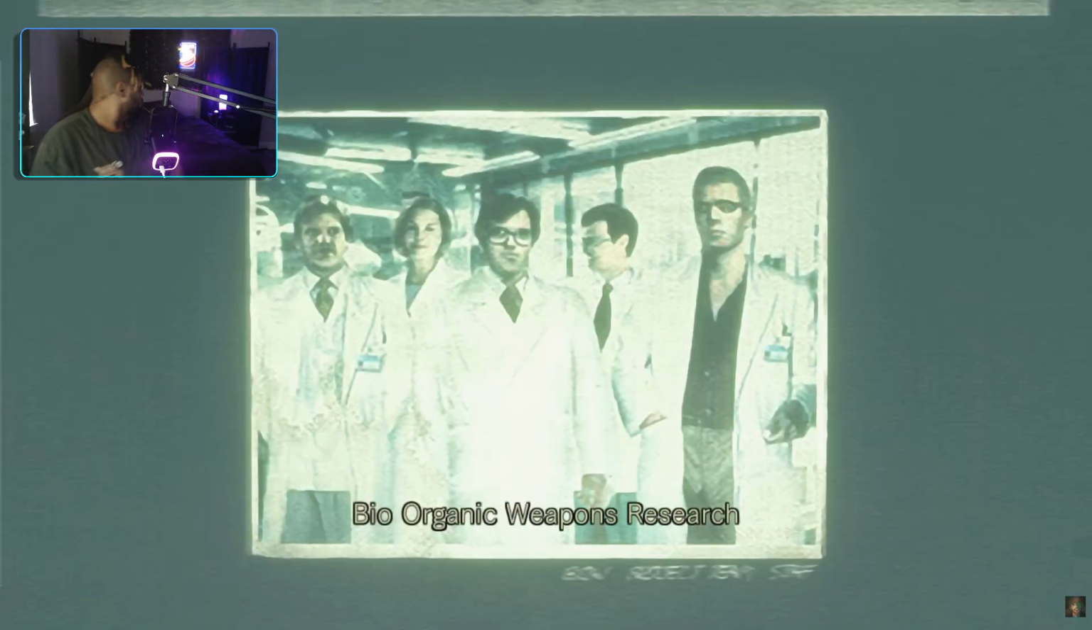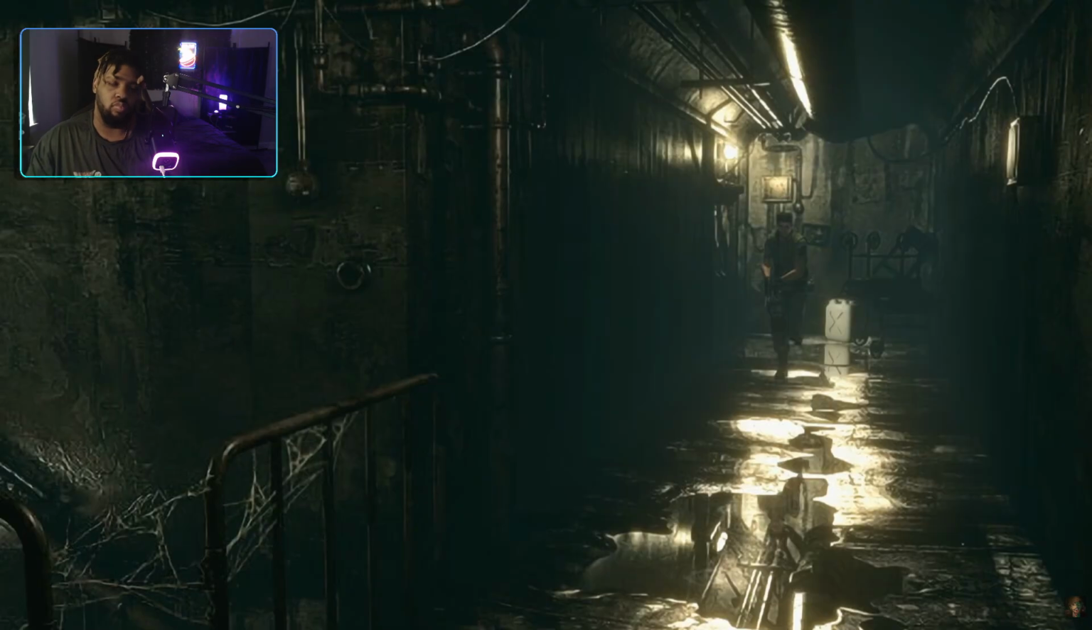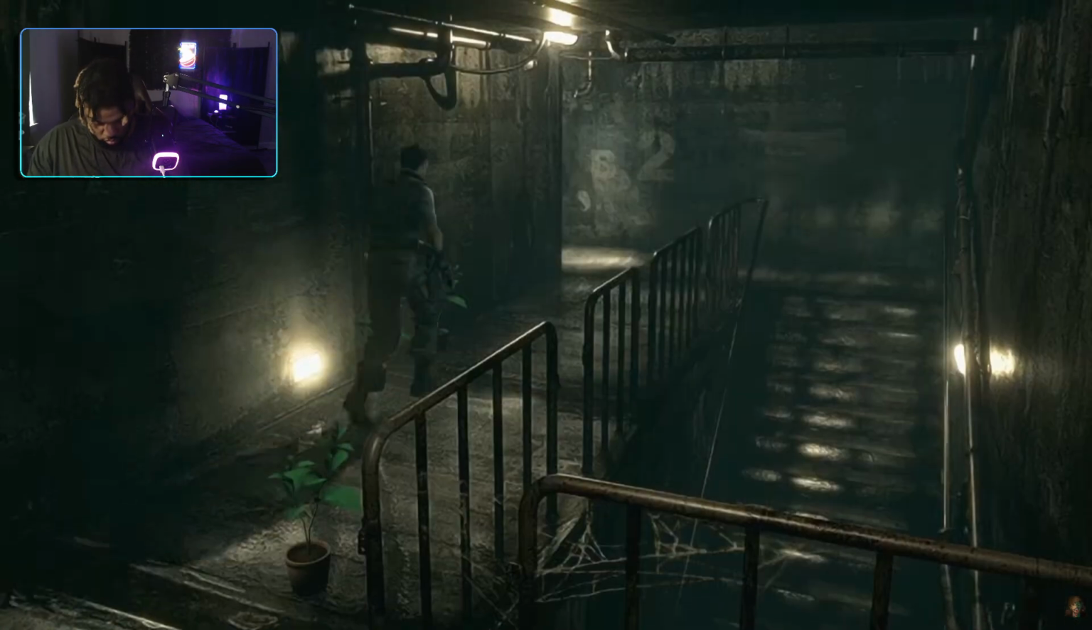Chris also sees a slide of someone in a lab coat that he recognizes. Wesker. Another list of so-called security protocols also lists Wesker as a consultant researcher for Umbrella. Chris also manages to observe the final moments of Bravo team member Kenneth by viewing the videotape he had obtained from him earlier on.